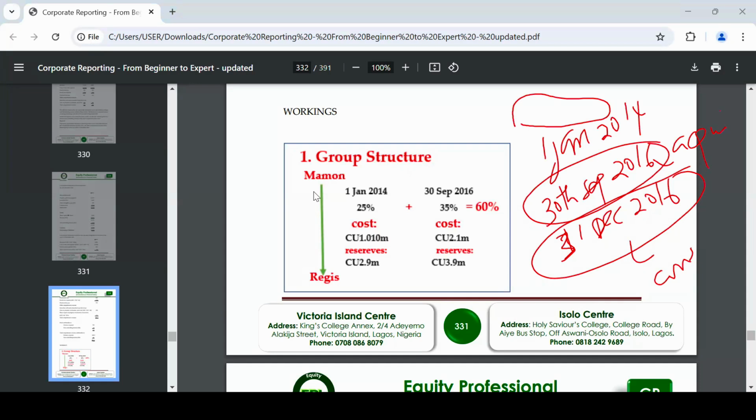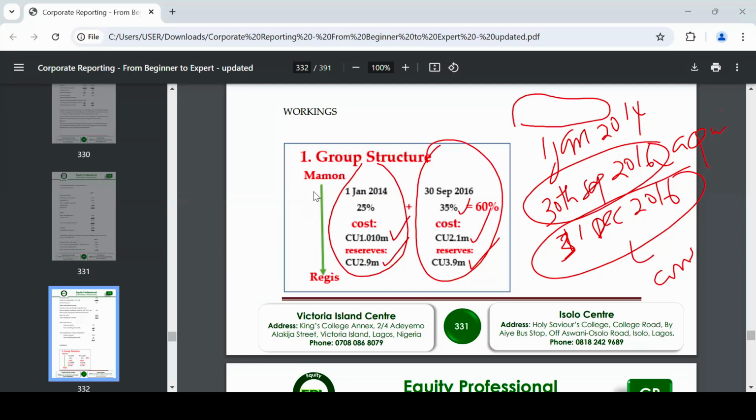The date that we bought 25%, the cost of investment was this. This was the reserve, okay? Cost of investment, 30th September, when we got control, we bought additional 35%. This was the cost of our investment. This was the carrying amount of the reserves as of that day. All right, so the group structure is clear to us.